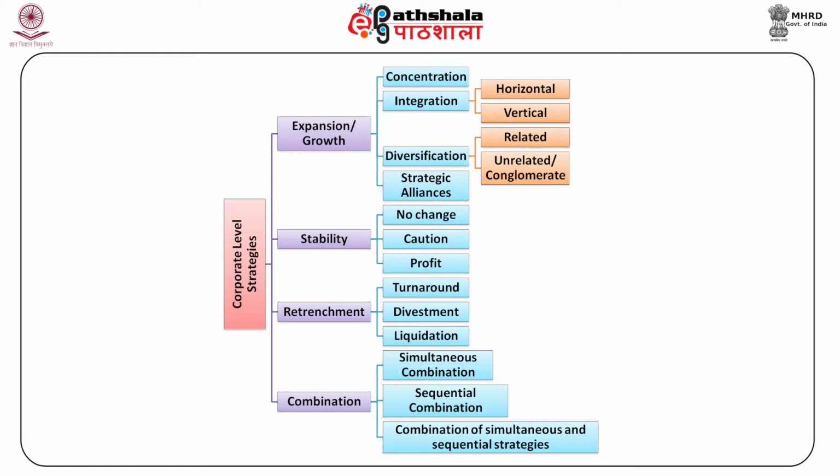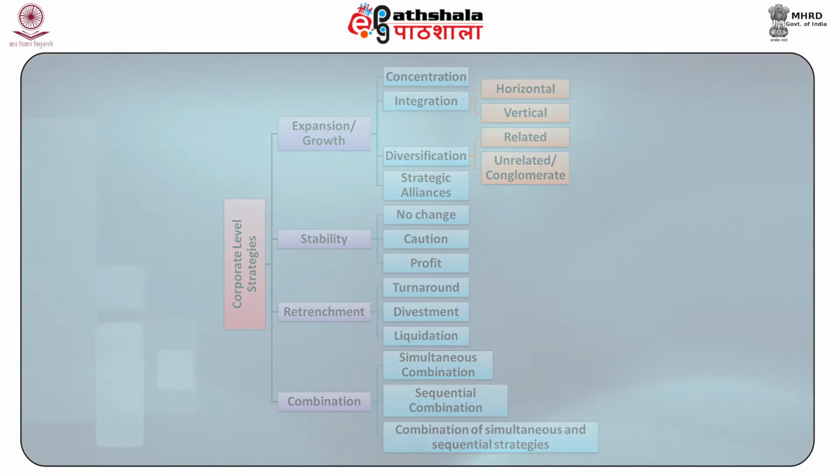Whereas integration is further divided into horizontal and vertical, diversification is further divided into related and unrelated, whereas the stability is divided into further three parts: no change, caution, profit. Retrenchment strategy is divided into three parts: turnaround, divestment, liquidation. The combination strategy is divided into three parts: simultaneous combination, sequential combination, combination of the simultaneous and the sequential strategies.